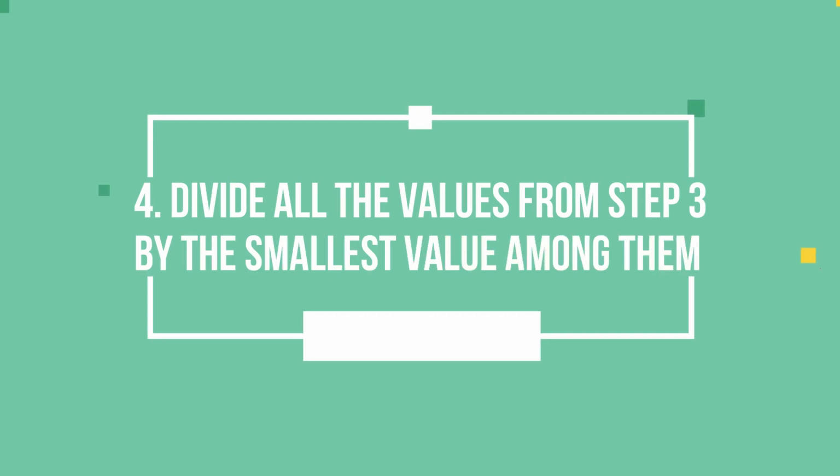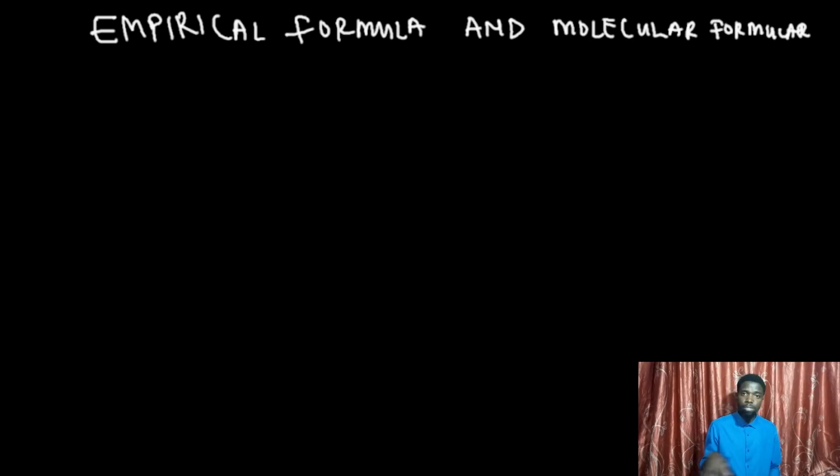Then finally, you divide all the values from step 3 by the smallest value among them. So when you finish dividing by the atomic masses, you're going to have values. Then you check for those values and find the smallest one amongst them. Use the smallest value amongst them to divide every of the other values, and then you get your final answer. That final answer is what is used to represent the empirical formula.